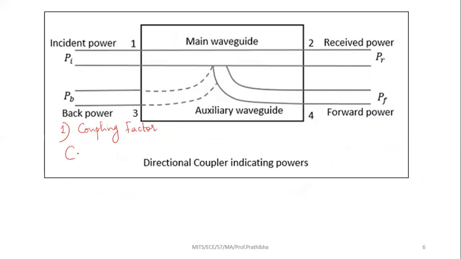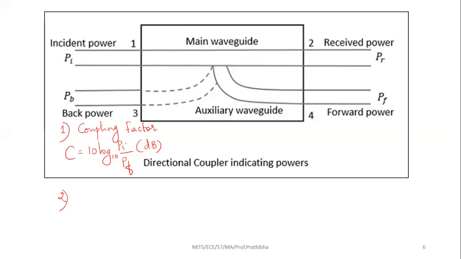So what is the coupling factor? It is given as 10 log to the base of 10 Pi upon Pf, and this is given in dB. I repeat once again, the coupling factor is 10 log to the base of 10 Pi upon Pf in dB. So it's a ratio of the incident power to the forward power measured in dB. Coupling factor is a very important term regarding directional couplers. Basically, it is a measure of how much of the incident power is being sampled.